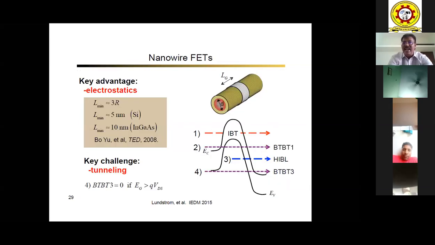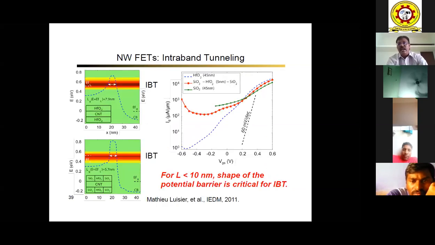So the tunneling is classified into different regions. One is IBT, intra-band tunneling, like conventional valence band to conduction band, then band-to-band tunneling. Then HIBL, because of certain holes, hole-induced barrier lowering tunneling, and BTBT is the third, the bottommost tunneling. So like that, they classify it. And we are mainly focusing on only IBT, intra-band tunneling. And the results are shown here by some research.